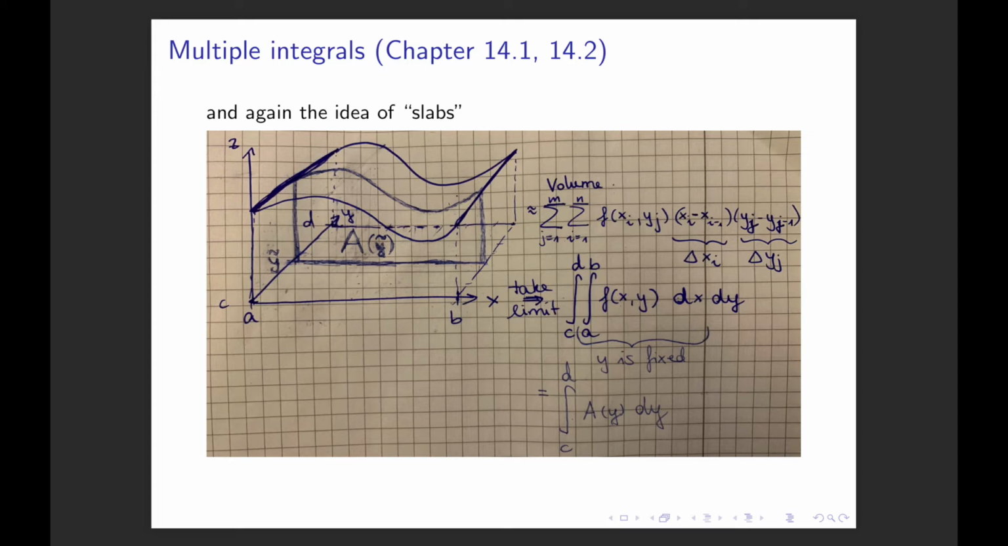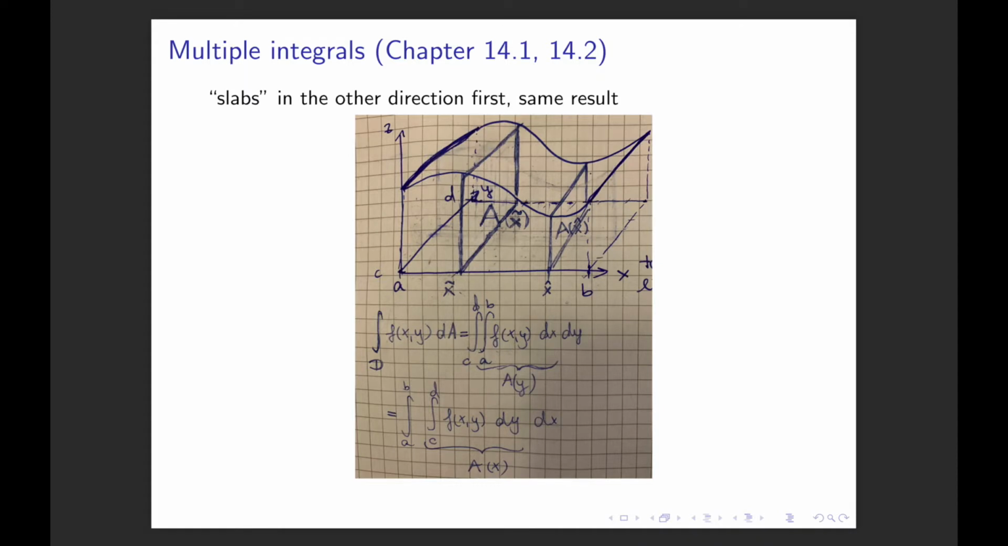So here the y value is fixed, and that integral gives us the area of a slab parallel to the xz plane. So for each y value we compute the area of the intersecting surface, and then afterwards we take the integral of the function that gives the area of these slabs along the y-axis. That is the integral from c to d, A(y) dy, where A(y) is the integral we already computed.